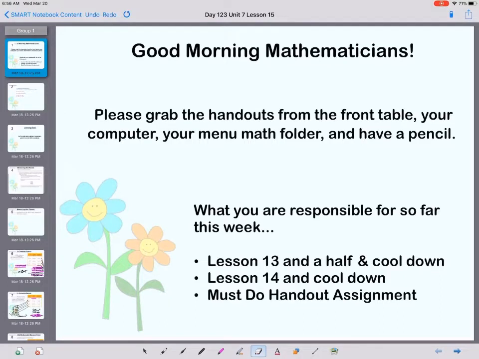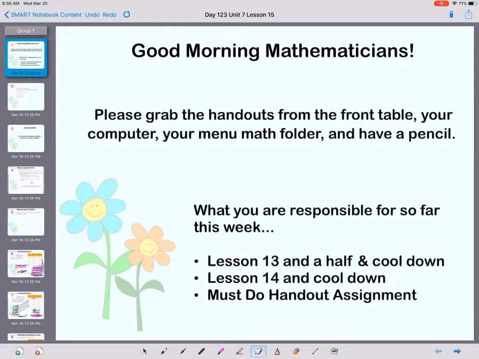I am going to go through lesson 15 with you today. This is the last lesson that you are responsible for the assessment on Friday. So yesterday we worked with multiplication and division of scientific notation, and today we're going to work with addition and subtraction.